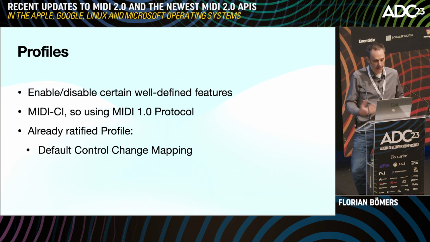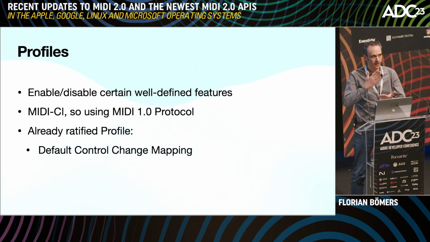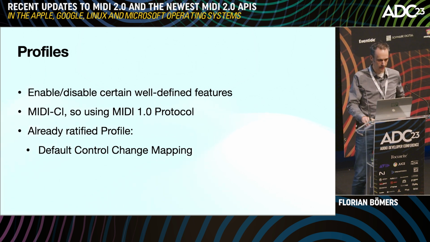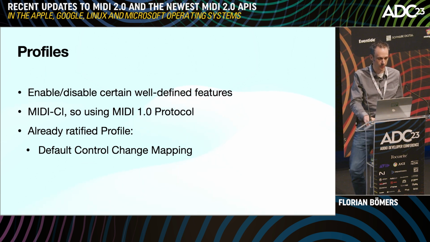So the general idea, as said, is to enable and disable certain features. Those features are then well defined. So once that specific feature is enabled, you know exactly what responds to controllers or what the velocity curve is. A profile can specify a lot of things that will then just work and be interoperable once the profile is enabled. It is using MIDI CI, so it's MIDI 1.0 protocol. But of course, it will also run on UMP.